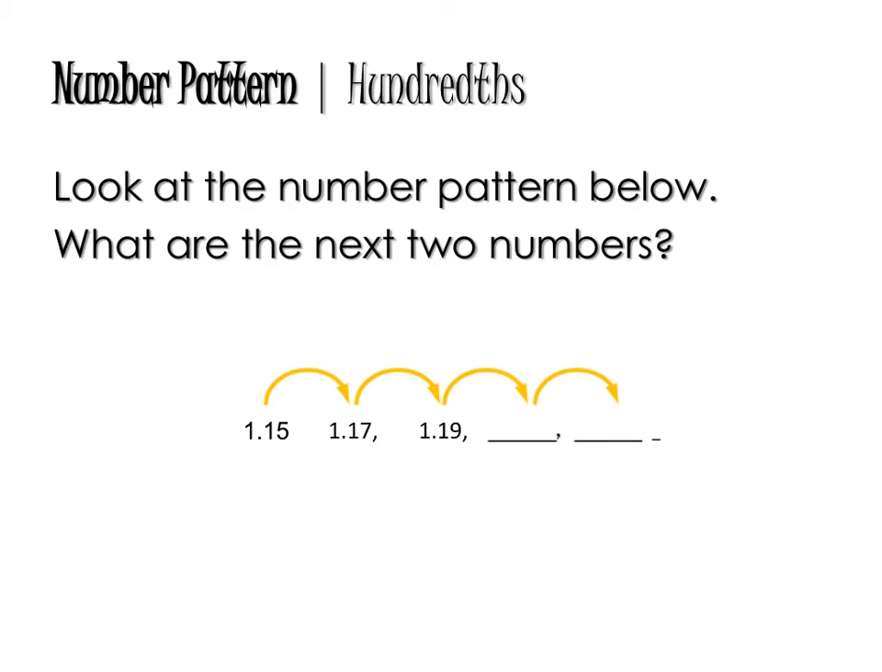Let's look at the next number pattern. I have this set of numbers, 1.15, 1.17, 1.19. What are the next two numbers? Looking at this pattern, I can tell that I am increasing by 0.02 for each step. So each step I'm increasing by 2/100. So that will tell me that if this is 1.19, the next two numbers will be 1.21 and 1.23, increasing by 2/100.